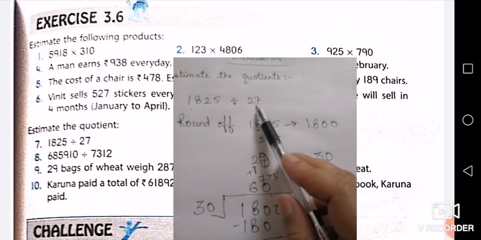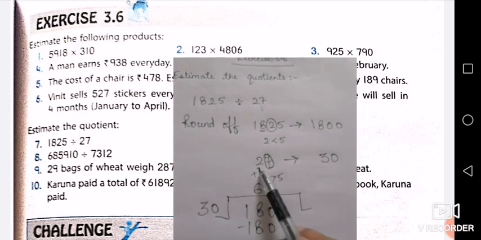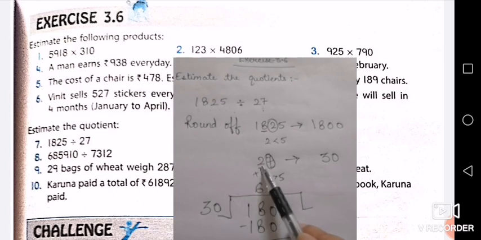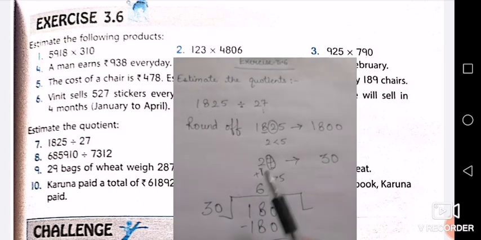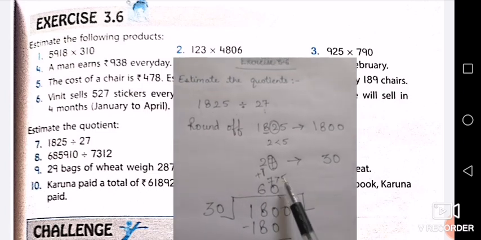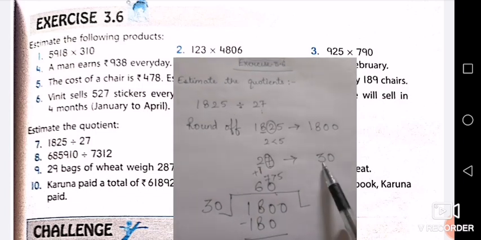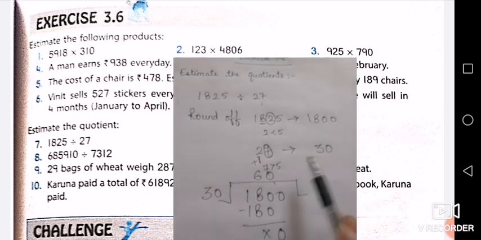Now we'll see this 27. In 27 we have to round it off to the tens place, and on the ones place we have 7. Now 7 is greater than 5, so 1 will be added on the tens place. So here the round off will be 30.